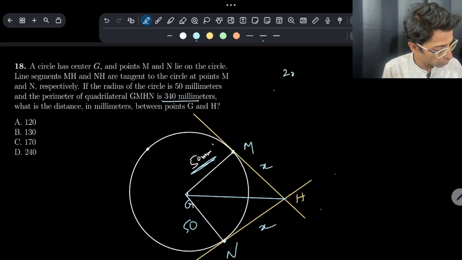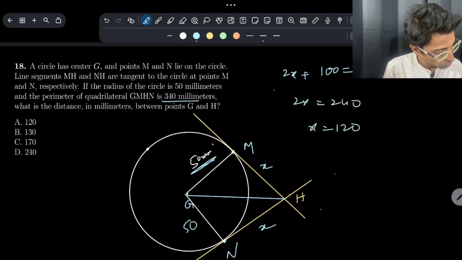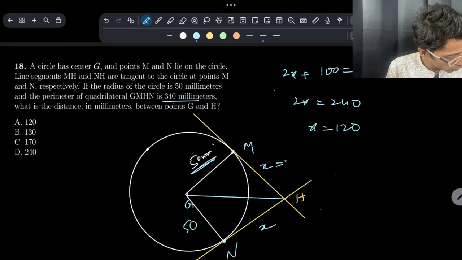So let me write this down quickly. 2x plus 100 is equal to 340. So 2x is equal to 240, x is equal to 120. So X comes out to be 120.